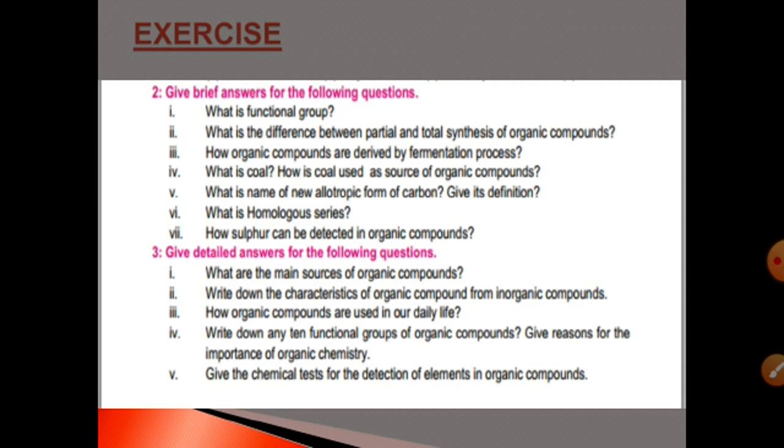Give the detailed answer of the following question. What are the main sources of organic compounds? In these questions, you should describe all the main sources, that is plants and animals, coal, petroleum and natural gas. Write down the characteristics of organic compounds from inorganic compounds.